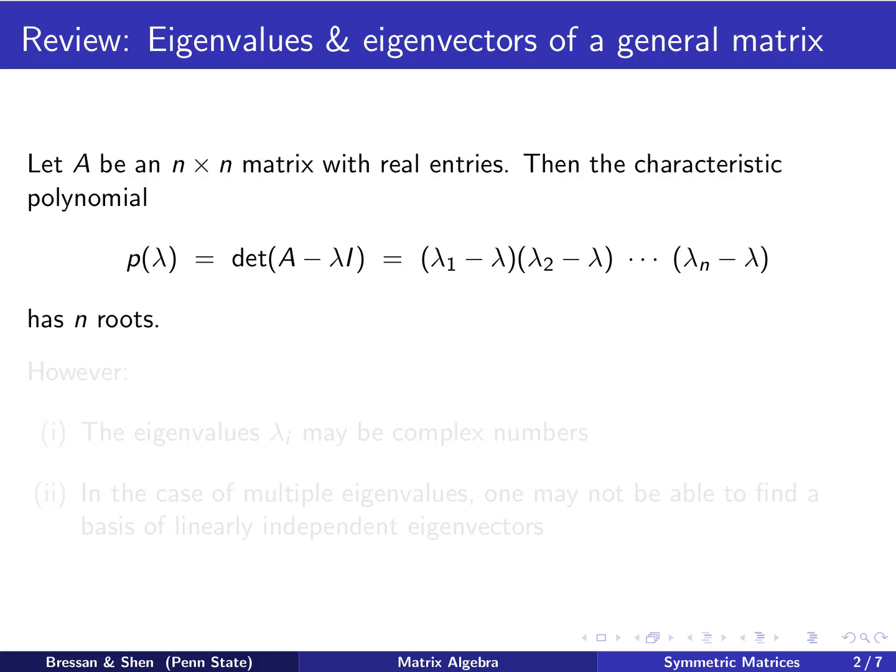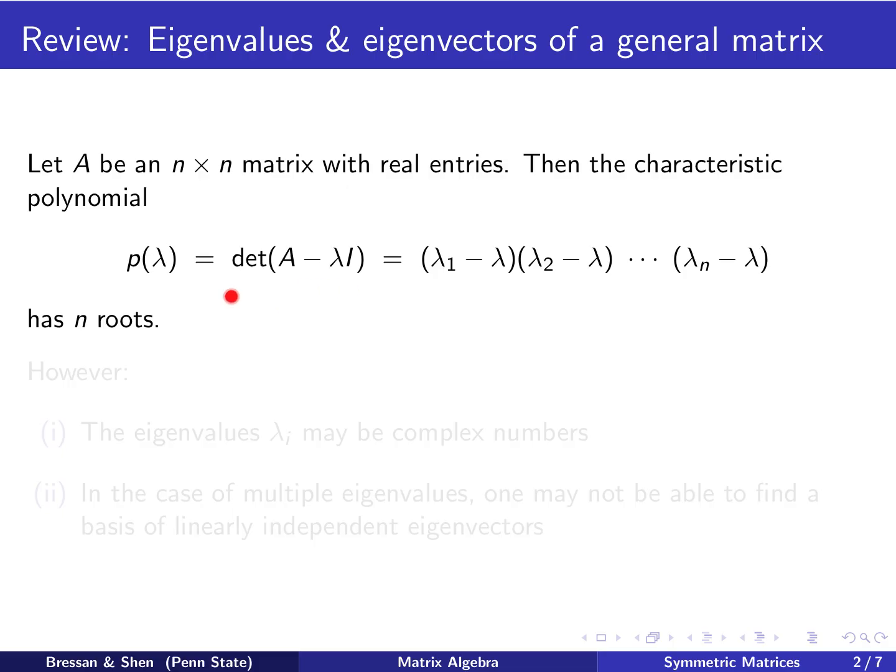First, let's do a quick review on eigenvalues and eigenvectors of a general matrix. Let's say A is an n by n square matrix with real entries. Then we can form the characteristic polynomial, let's call it P of lambda, which is the variable here, and this is the determinant of the matrix A minus lambda times identity.